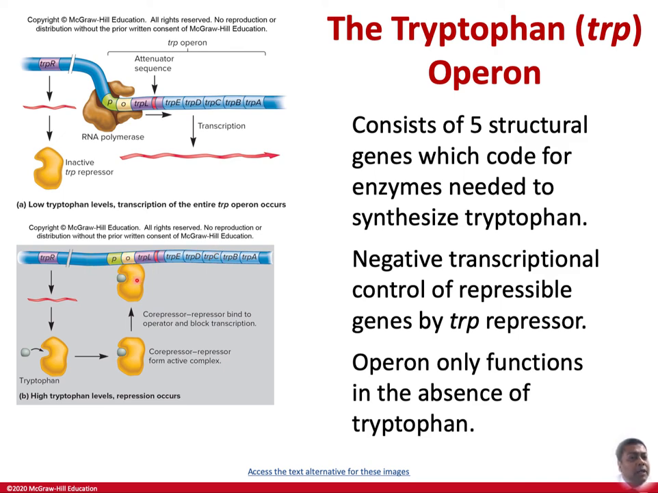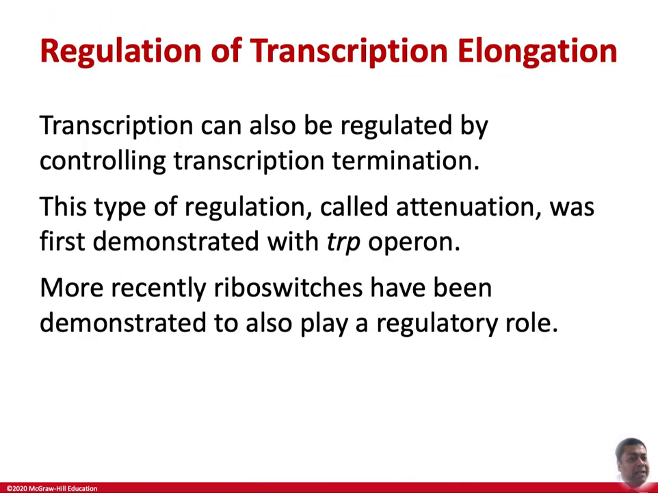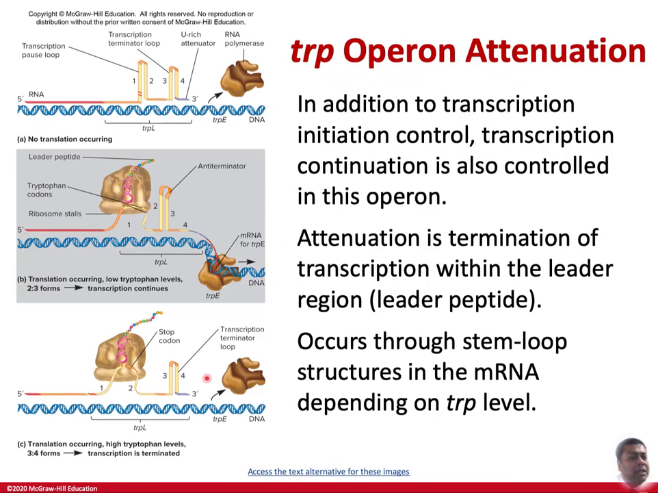So this control is at the initiation level because tryptophan is binding to the repressor and it will not allow the RNA polymerase to make even the leader. So this is one level of transcriptional control at the initiation, whereas this control is at the termination level. So this is a second level and it's a much finer control of the transcription. So that's pretty much all of it.